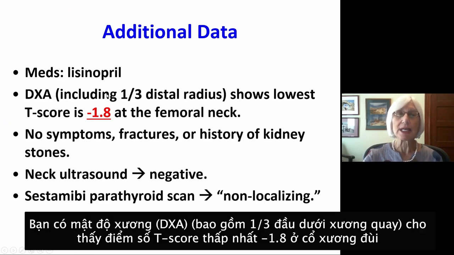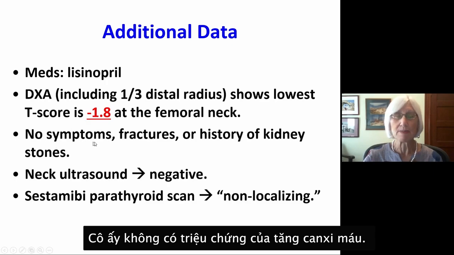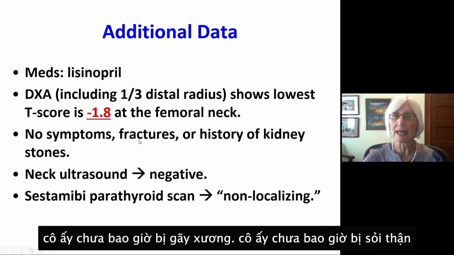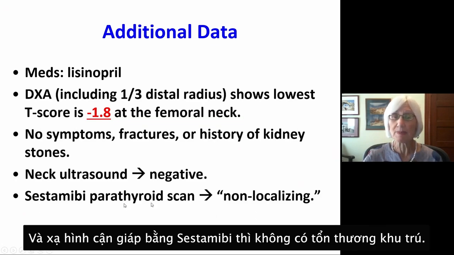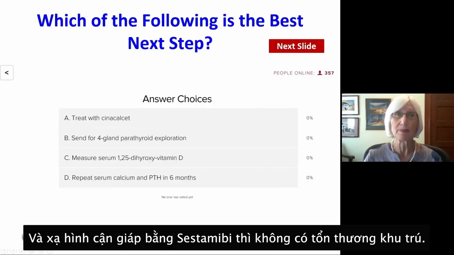You get a DEXA, including the one-third distal radius, which shows her lowest T-score is minus 1.8 at the femoral neck. She denies any symptoms of hypercalcemia. She's never had a fracture. She's never had a kidney stone. You perform a neck ultrasound, which shows nothing abnormal, and a sestamibi parathyroid scan, which is non-localizing.